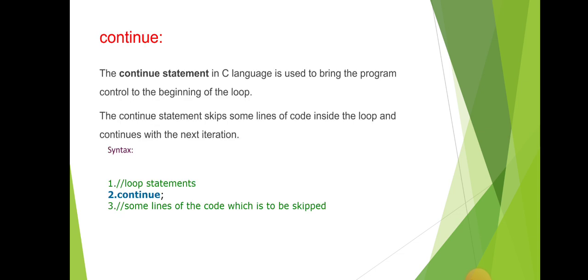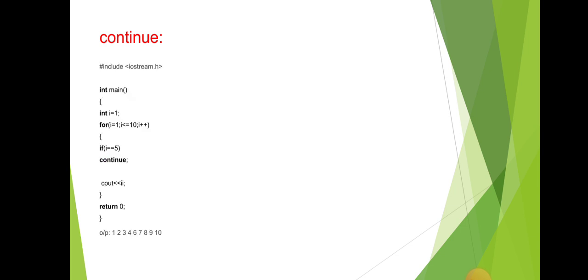Next statement is the continue statement. The continue statement skips one iteration and continues with the next iteration within the loop. This is an example for continue statement. In this program, when i reaches 5, the remaining statements are not executed, and immediately it goes to the next iteration of i. So the output is 1, 2, 3, 4, then 5 is not displayed, then 6, 7, 8, 9, 10 are used here.